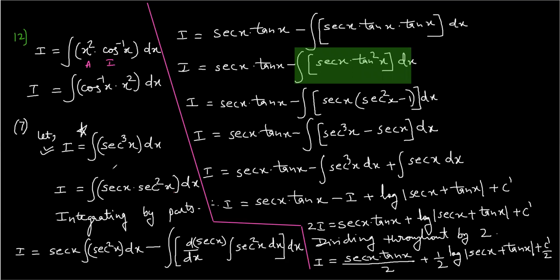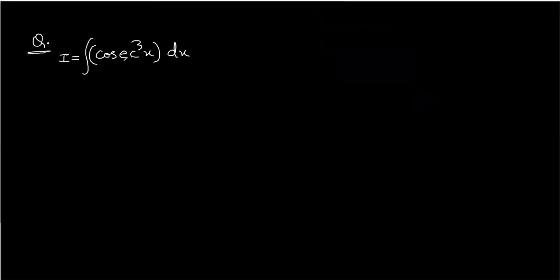You can understand, if I had not written I, then what would I have done here? Only because I wrote that as I, this one was replaced by I, and I could evaluate it easily. So please, whenever you begin any integral problem, you start by assuming the integral to be I. And you will write this as cosec cube x dx, as cosec x into cosec square x dx.